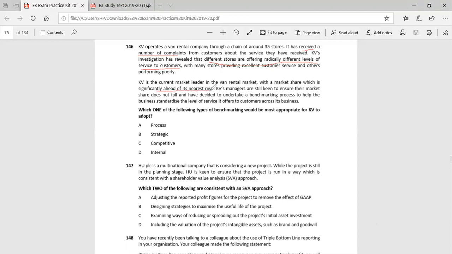D is the right answer because they have 35 stores. These stores are offering different services. Therefore, now they have to consider internal comparison, and they are much ahead of their rivals. So competitive benchmarking is not an appropriate one because they are the leaders there. So, D is the appropriate answer.